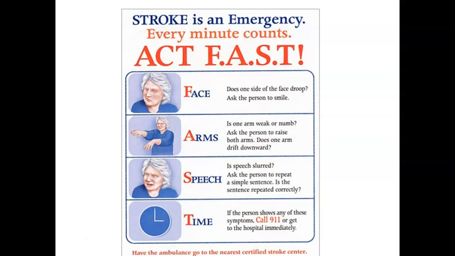Does one drift downward? Speech: is the speech slurred? Ask the person to repeat simple sentences. Is the sentence repeated correctly? And then time: if the person shows any of these symptoms, call 911 or go to the hospital immediately. So the acronym is FAST.